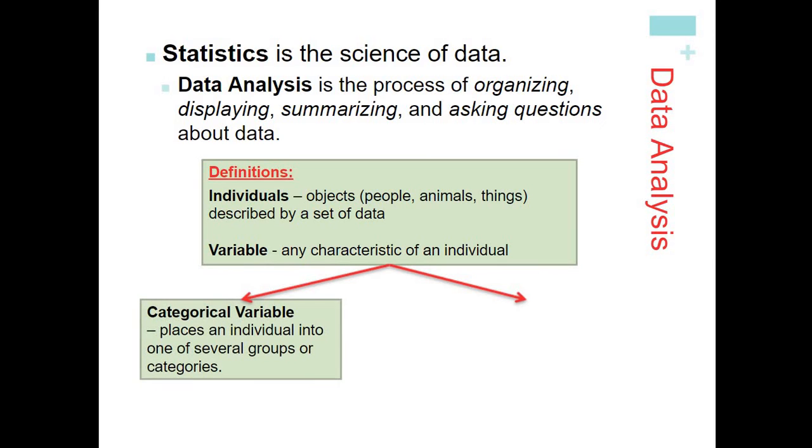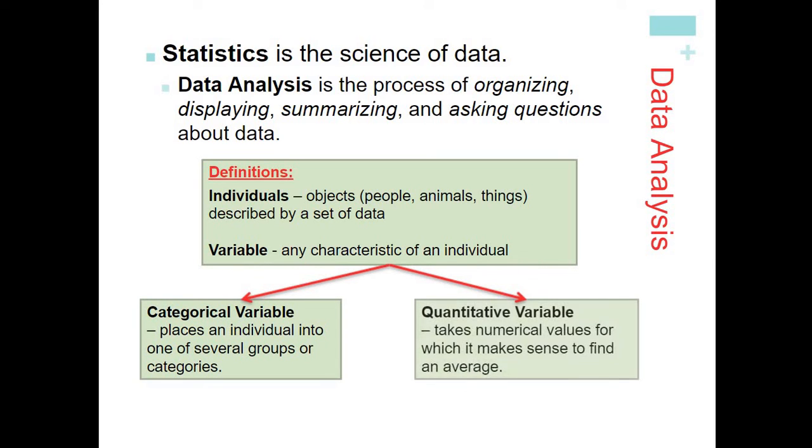So we have two types of variables: categorical variables and quantitative variables. Categorical variables place an individual into one of several groups or categories. Quantitative variables take numerical values for which it makes sense to find an average.